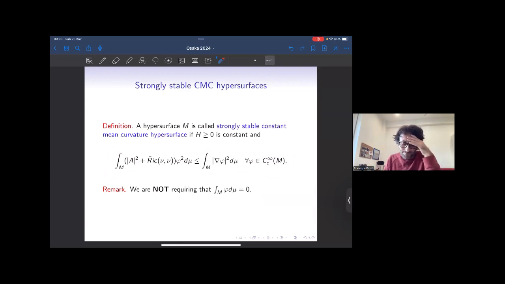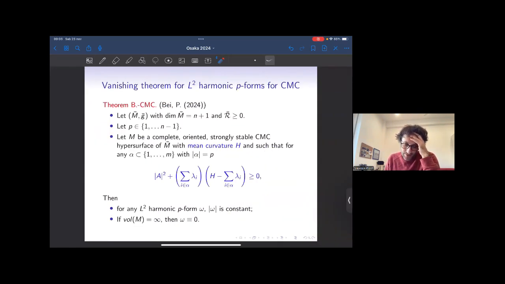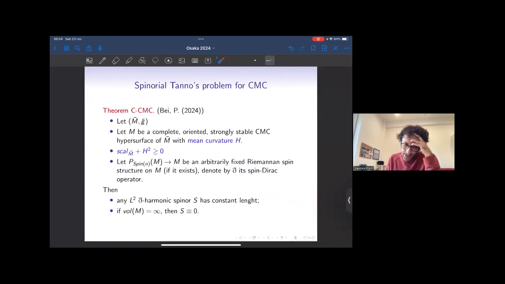So theorem A can be applied also in this context, and very briefly, we have the analogue of theorem B for CMC, where now the hypersurface has constant mean curvature H, and everything works exactly in the same way as theorem B for minimal, except that the H appears in this condition. And again, we also have the spinorial version. Here also H appears in the hypothesis, and in particular, we can relax a little bit the hypothesis about the ambient scalar curvature.